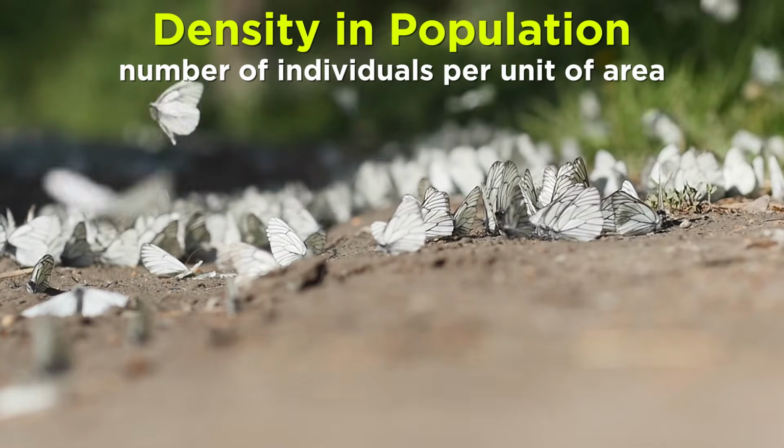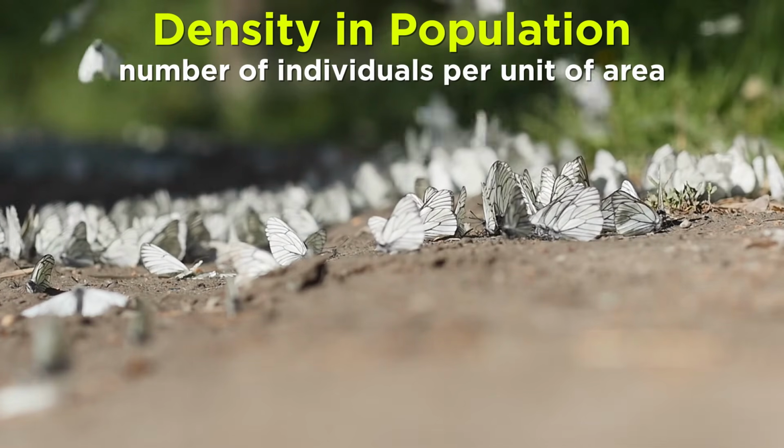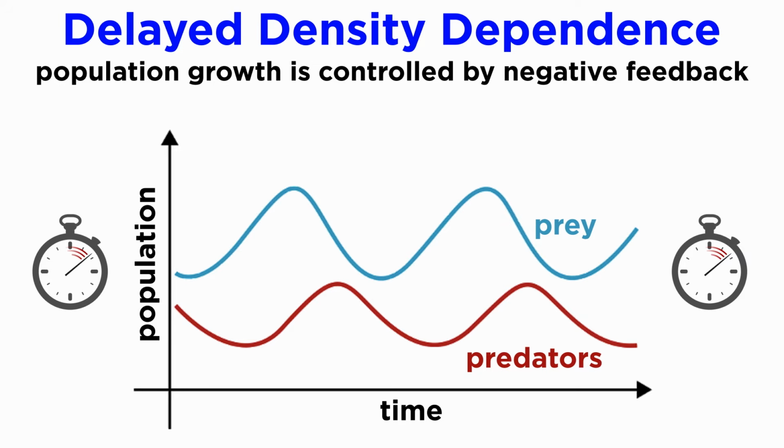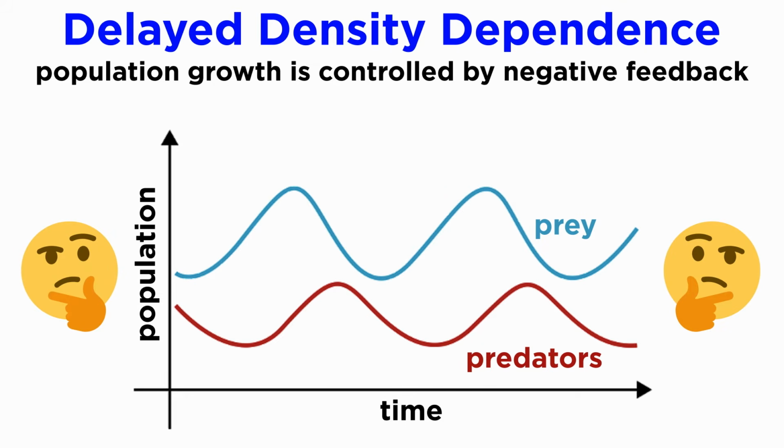Density in population has already been described as the number of individuals per a given unit of area. There's also something called delayed density dependence, a situation where population growth is controlled by negative feedback, operating with a time lag. Ecologists have long been studying population cycles and haven't been able to successfully explain them. Perhaps delayed density dependence holds the key. In this situation, populations are allowed to increase above their normal capacity simply because there is a time lag until negative feedbacks bring the population back down.